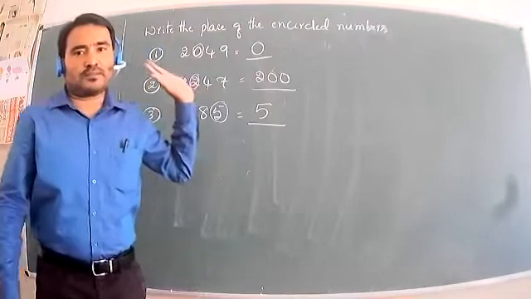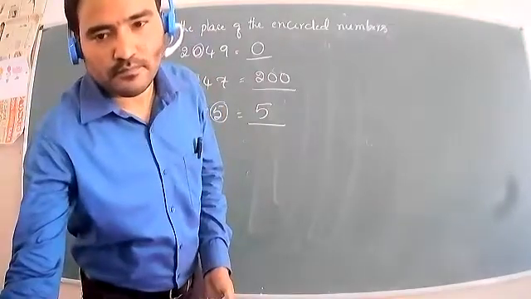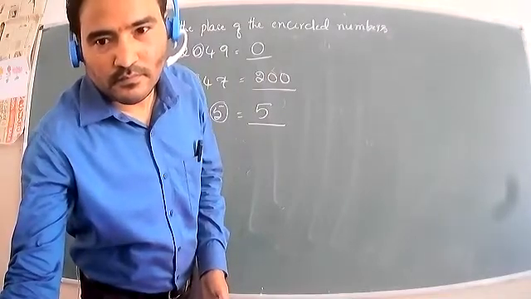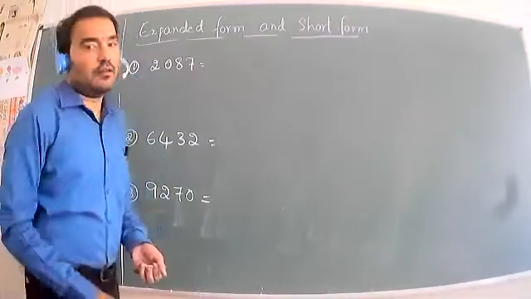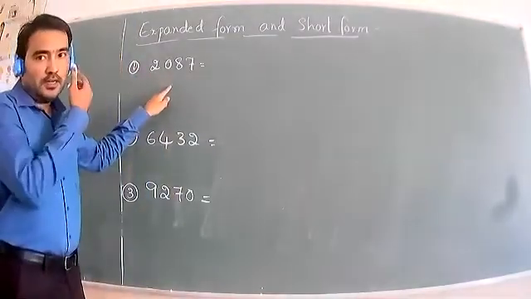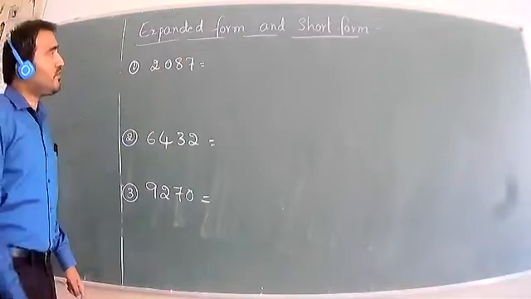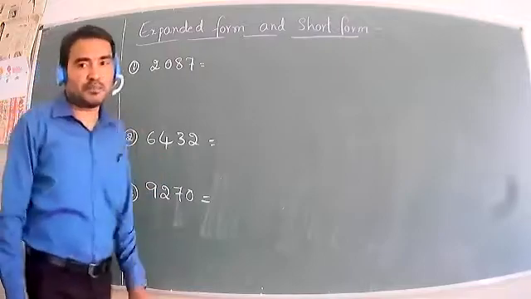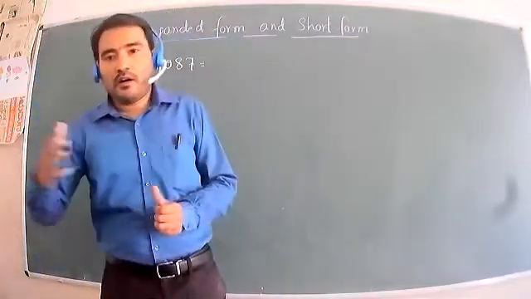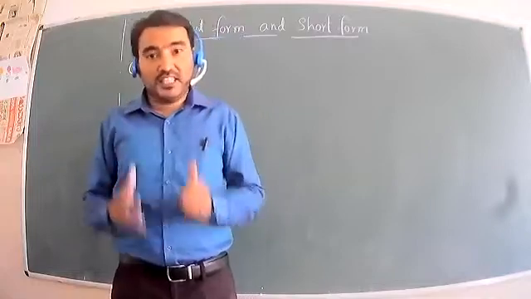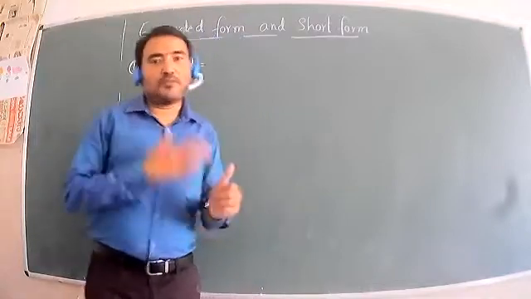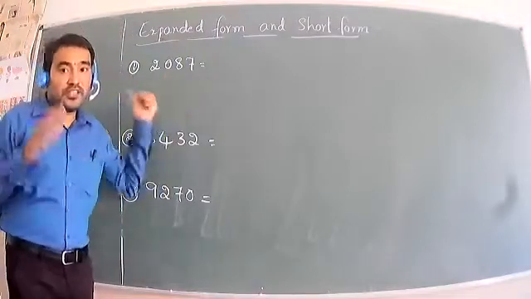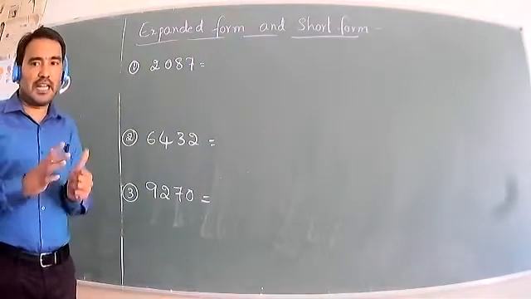Now go for expanded form. Now expanded form and short form. Which one is short form? Which one is standard expanded form? So what is meant by expanded form? The sum of all the place values of the digits, of each digit. That is called expanded form.